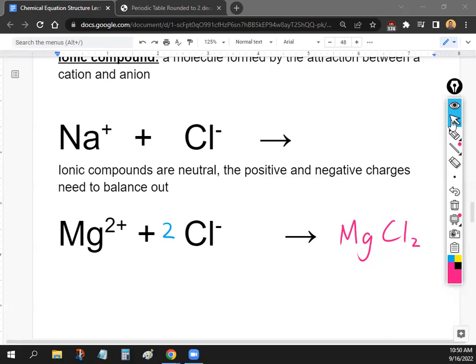And that's pretty much what you're going to be doing for today's assignment. You're going to be figuring out what molecules are made and how many of each you need. Chemical equation structure. Okay. All right. You guys think you could try some on your own? All right. Let's try it out.